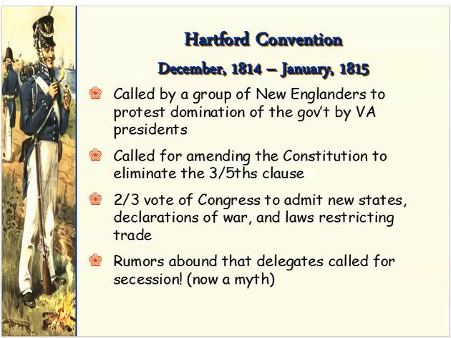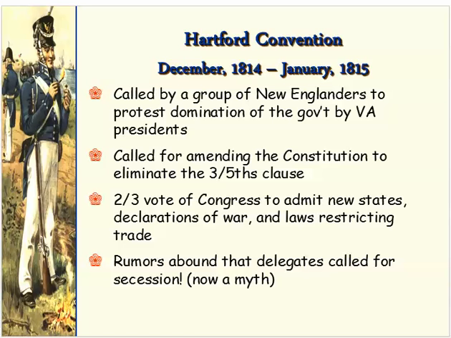Now, also at this time, the Hartford Convention is taking place from December 1814 to January 1815. And this was called by a group of New Englanders who protested the domination of the government by Virginia presidents. So we have Washington, we have John Adams, we have Jefferson, we have Madison, all Virginians. So New England's feeling a little slighted. They call for amending the Constitution to eliminate the 3/5 compromise, which counted slaves for representation and taxation. So basically, they want to eliminate slavery.